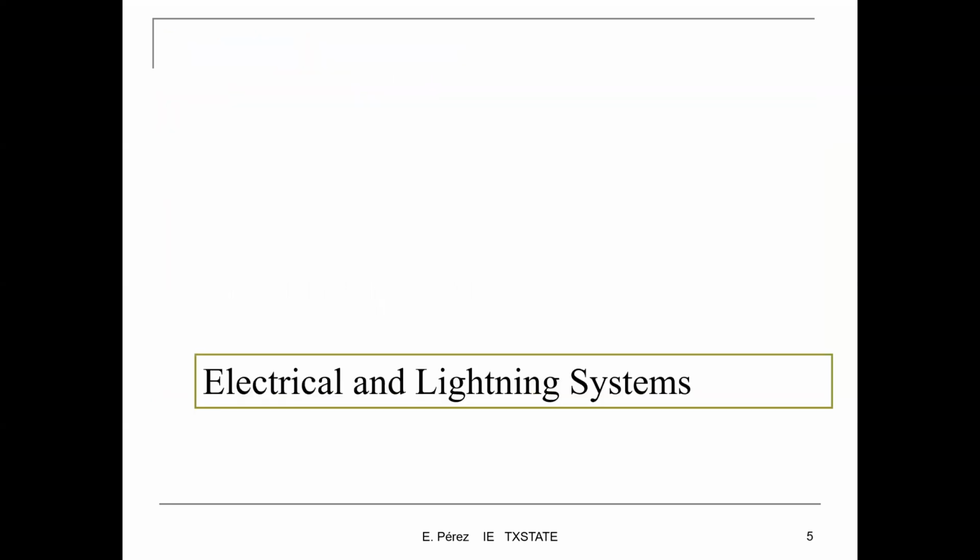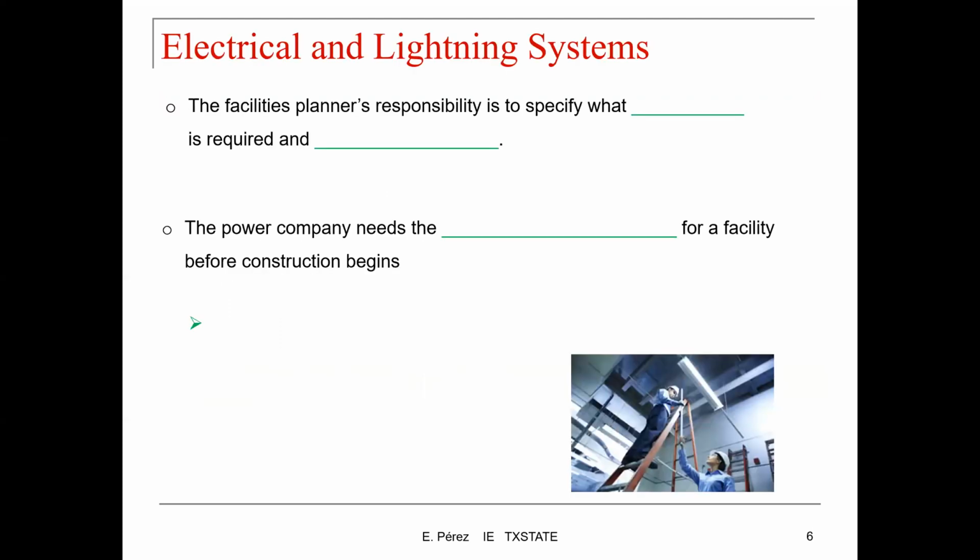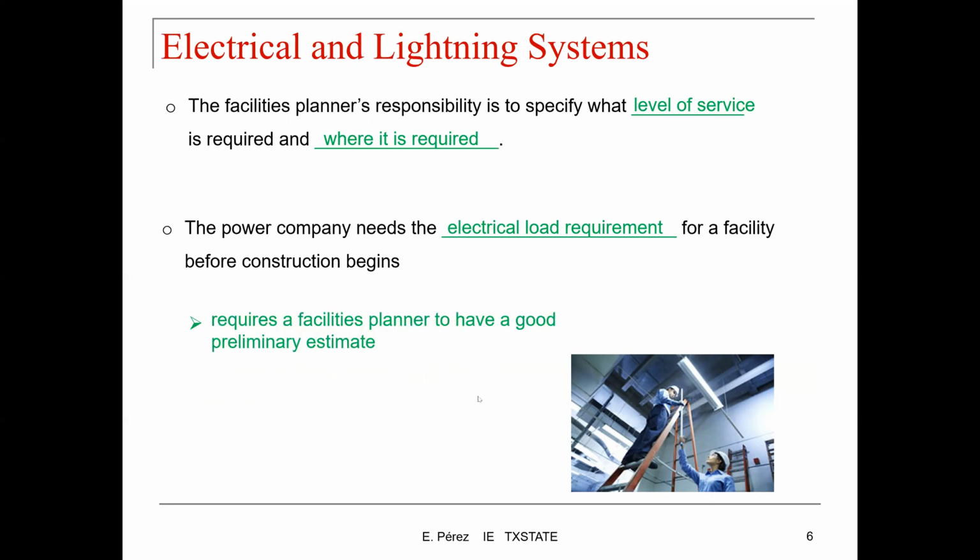So in this lecture, we're going to start with the electrical and lighting systems. The facilities planner's responsibility is to specify what level of service is required and where it is required. The power company needs the electrical load requirement for a facility before construction begins. This requires a facilities planner to have a good preliminary estimate.